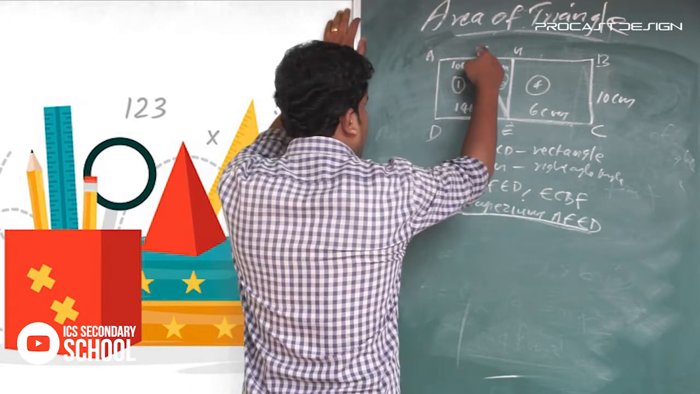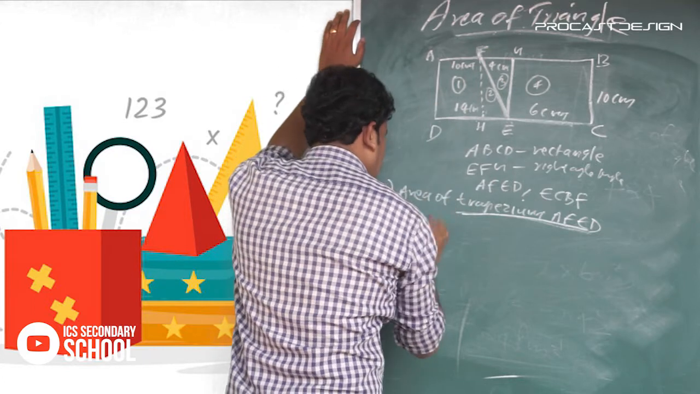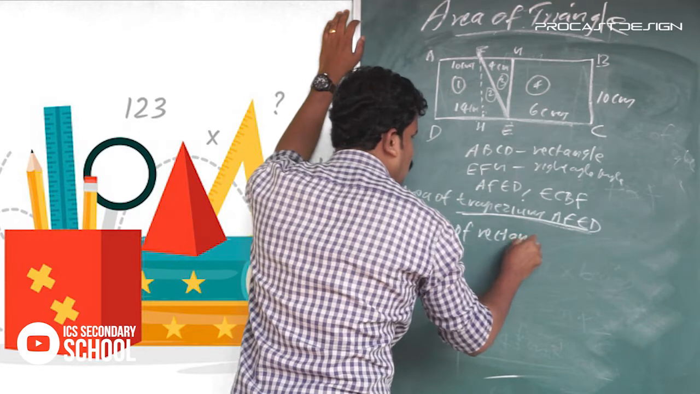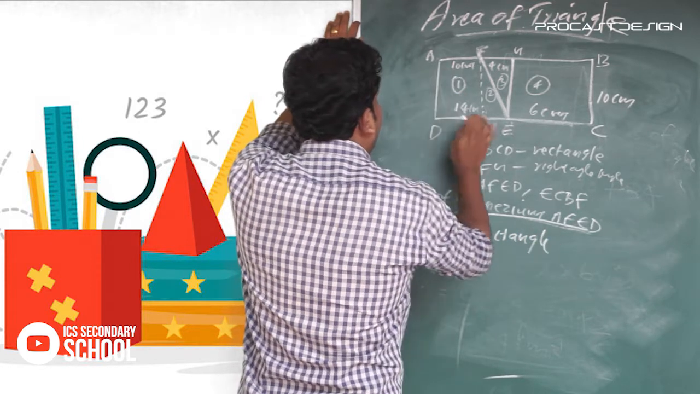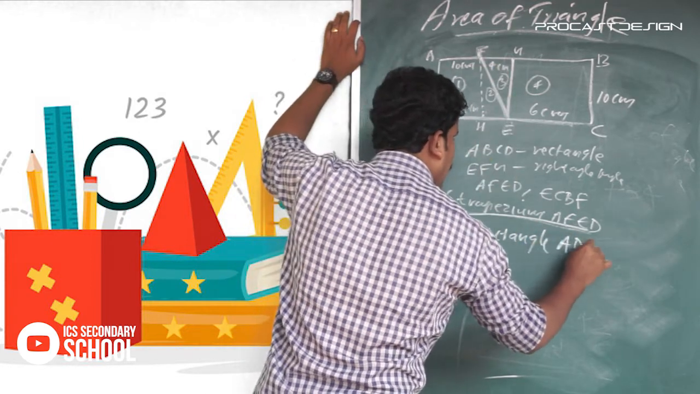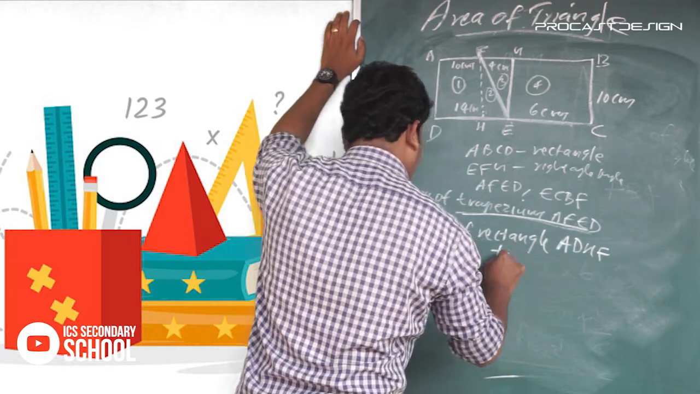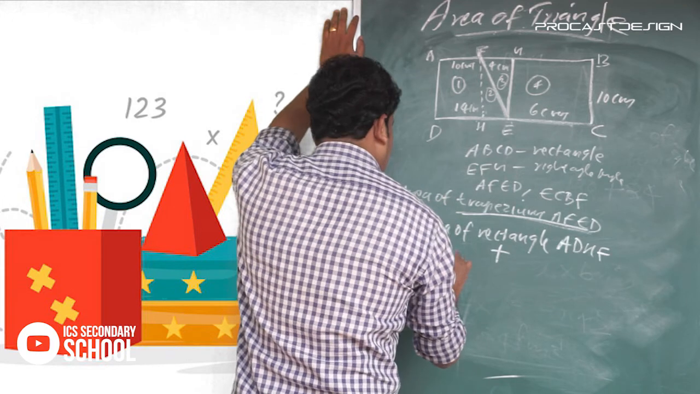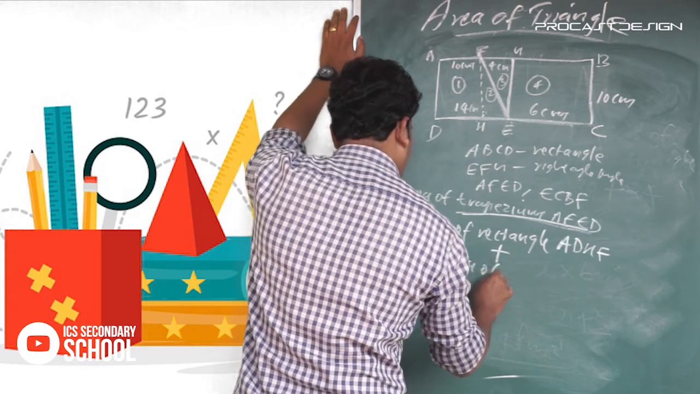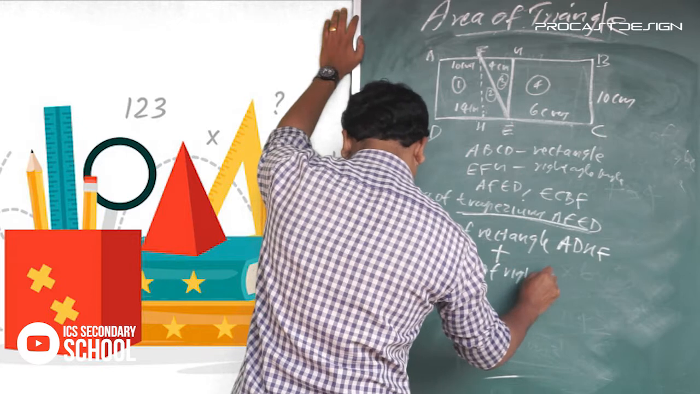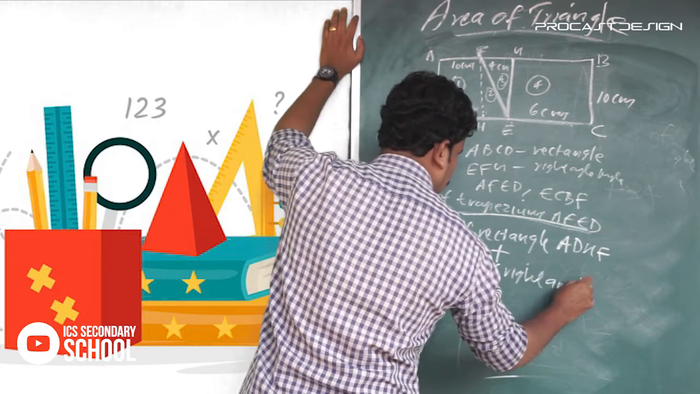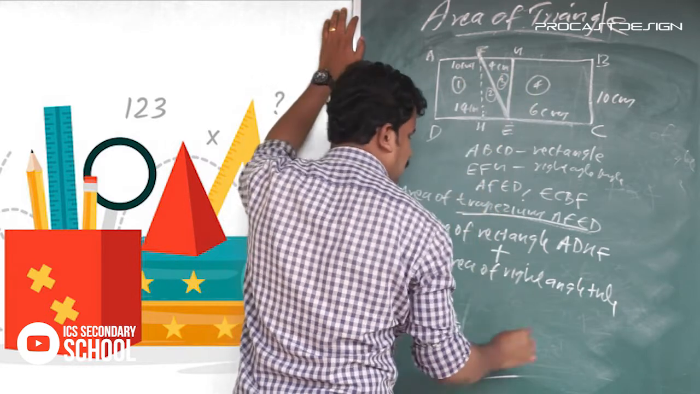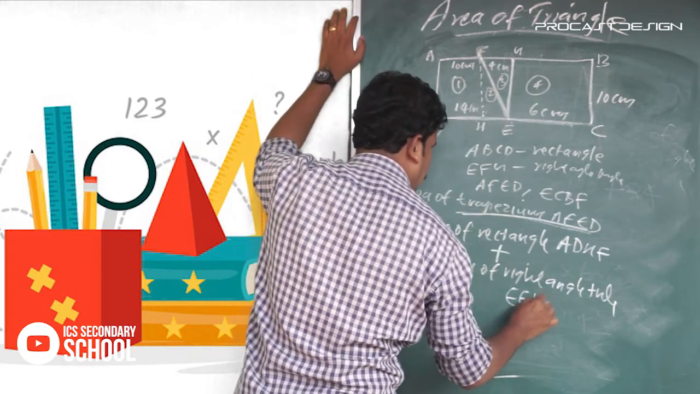Area of trapezium AFED means area of rectangle ADHF plus area of right angle triangle EFH.